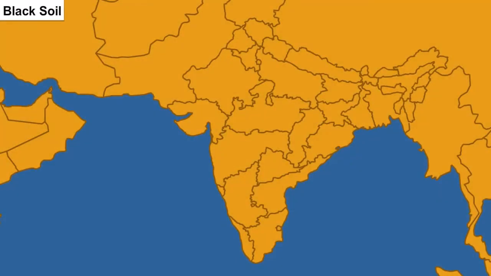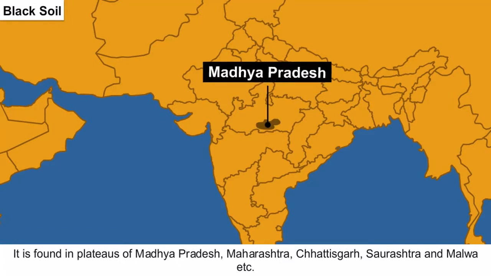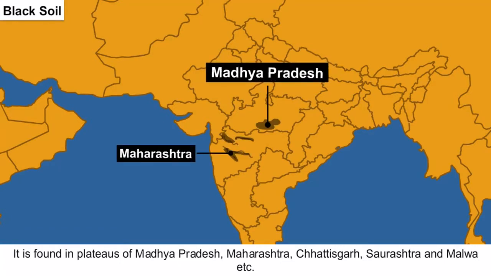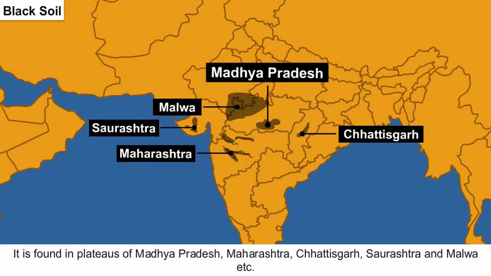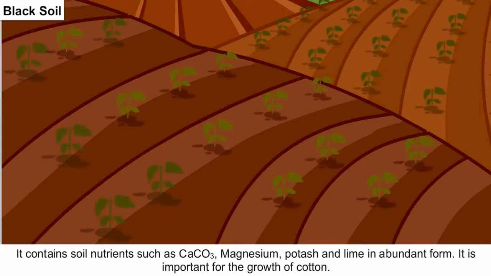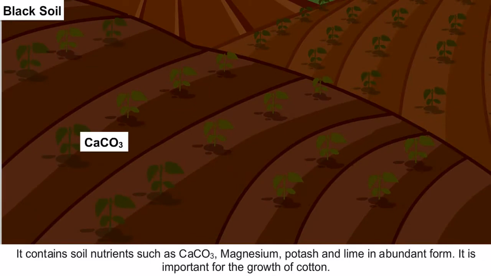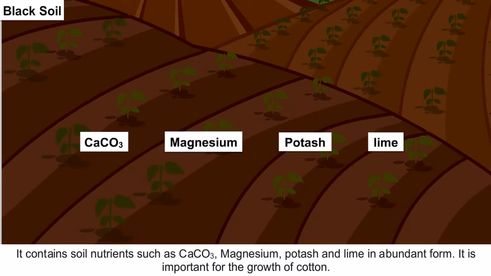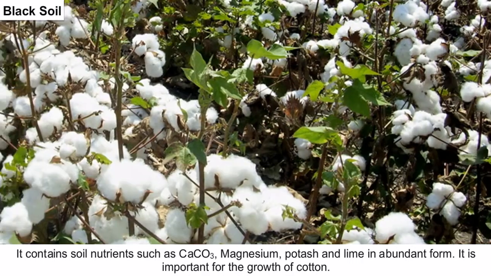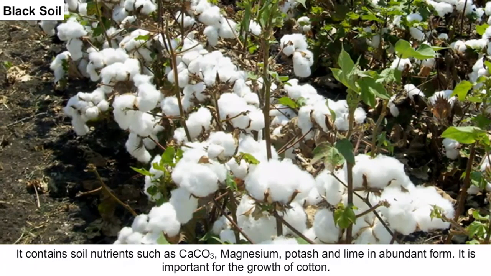Black soil. It is found in the plateau of Madhya Pradesh, Maharashtra, Chhattisgarh, Saurashtra and Malwa, etc. It contains soil nutrients such as CaCO3, magnesium, potash and lime in abundant form. It is important for the growth of cotton.